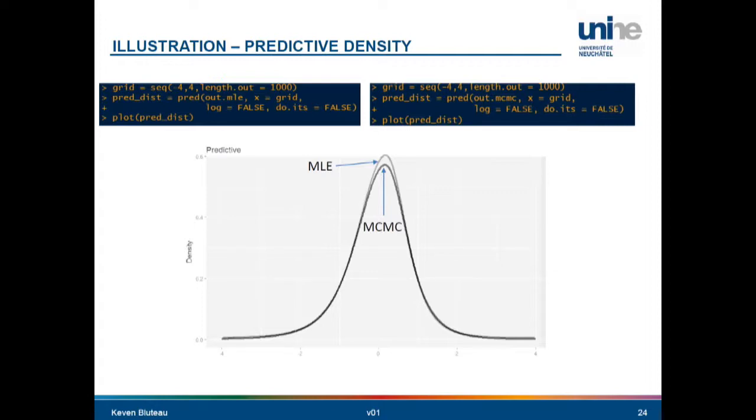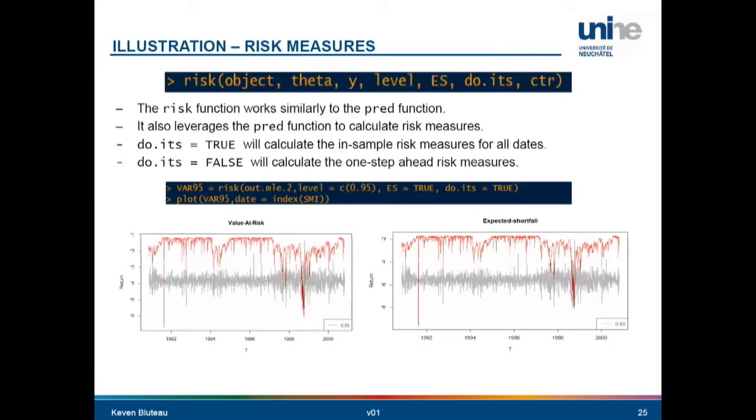all kinds of goodness of fit data. You have the risk function also, which is the same as the pred function, same kind of input, except we have the level that is added there and the ES, which is for expected shortfall. The level is like, do you want a 95% value at risk? Value at risk is simply that if you have the 99% value at risk, there's a 1% chance that you will have a return that is below this value at risk that you find.